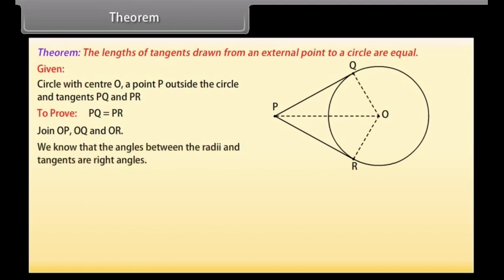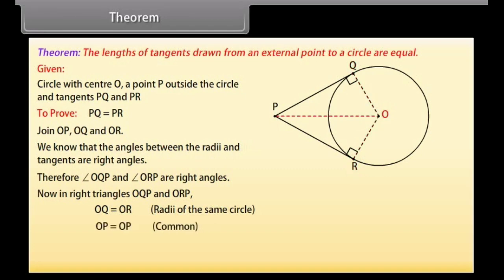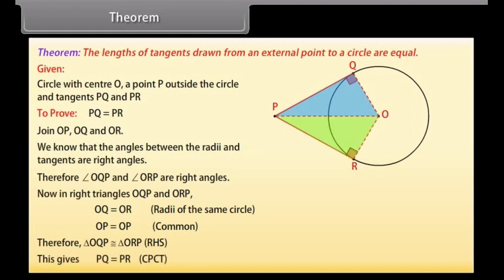Now we know that the angles between the radii and tangents are right angles. Therefore, angle OQP and angle ORP are right angles. Now in right triangles OQP and ORP, OQ is equal to OR because these are the radii of the same circle. OP is equal to OP, common. Therefore, by RHS congruence rule, triangle OQP is congruent to triangle ORP. This gives PQ is equal to PR because congruent parts of a congruent triangle are always congruent.